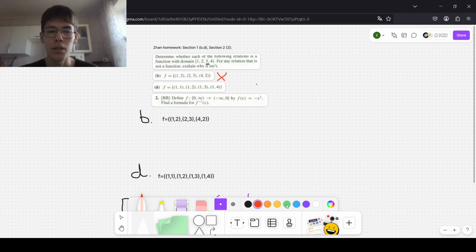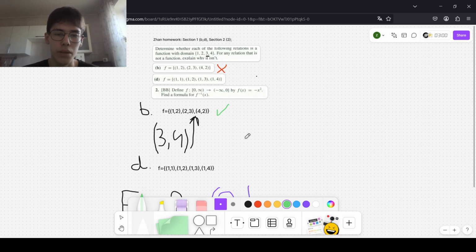But it could be a function if there was, for example, a pair 3, 4. If we add that pair to our other pairs, we could say that this is a function and that the pairs do not violate any rule of discrete mathematics. So the first one is not a function.